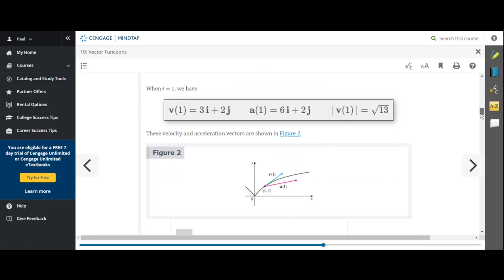And then they have a little picture here where they have this space curve, r of t equals t cubed i plus t squared j. They've drawn the velocity when t equals 1, where you're at the point (1, 1) on that space curve. The velocity vector appears to be what to the space curve in that picture in figure 2? There's a key word I'm looking for here.